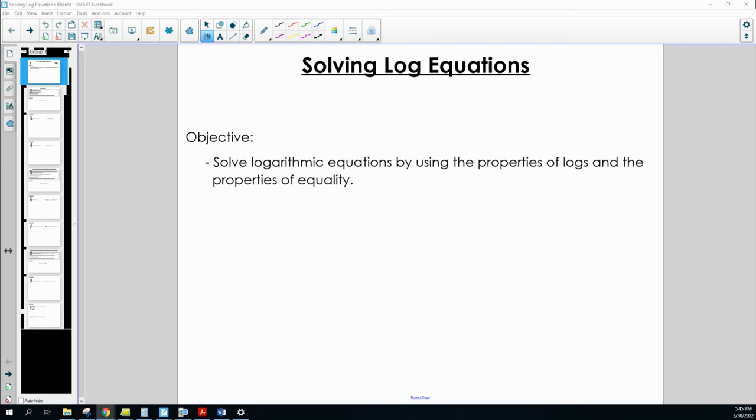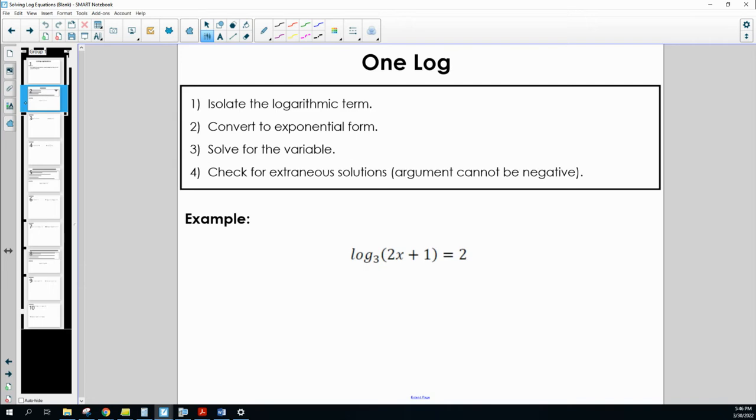In this lesson, we're going to be solving log equations. There are three different ways that we can solve a log equation, depending on the equation we are starting out with. The first one we're going to look at is when you have only one log in the equation. What we want to do here is isolate the logarithmic term, then convert it to exponential form, then solve for the variable, and then check for extraneous solutions.